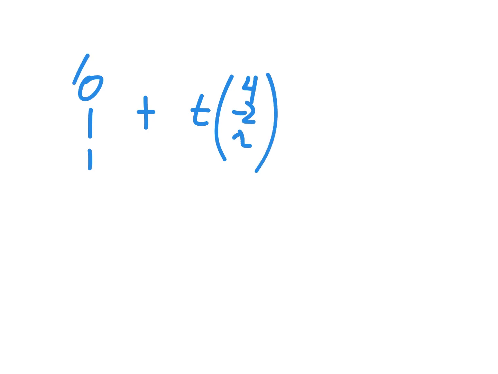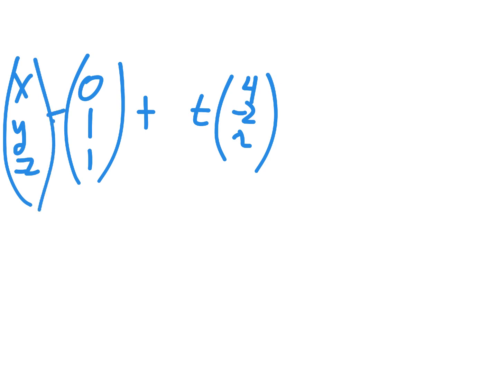0, 1, 1 plus t times 4, negative 2, 2. I will tell you that this one will collide, as in it'll hit this red equation, but you have to tell me when they hit and where they hit.